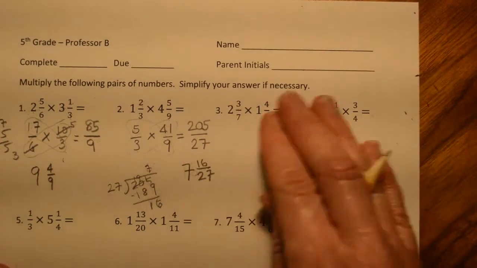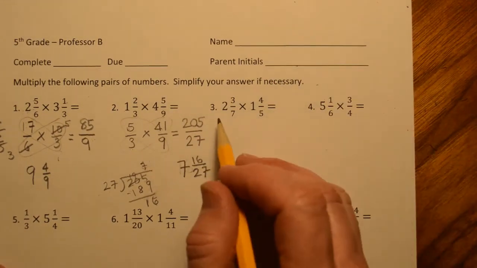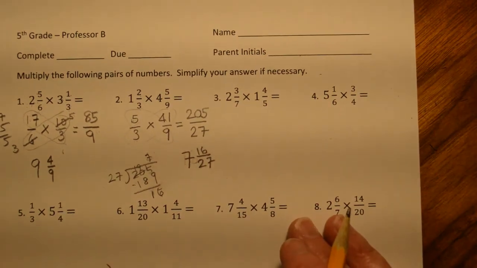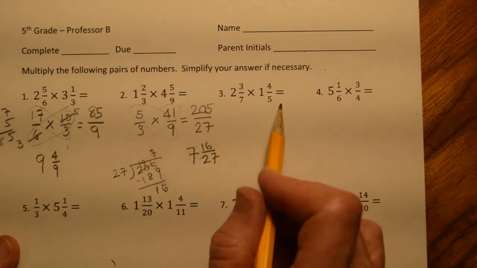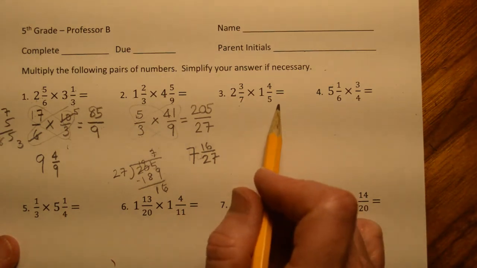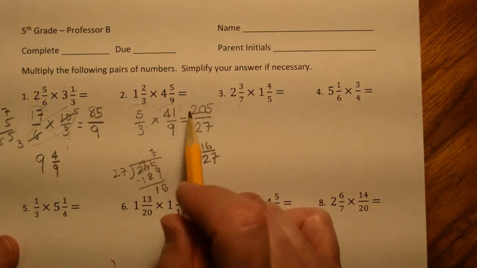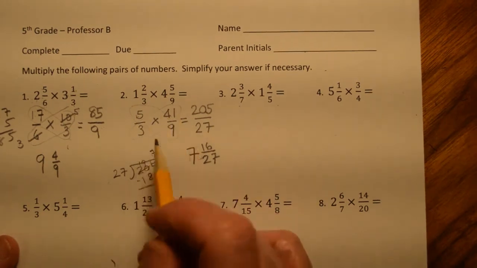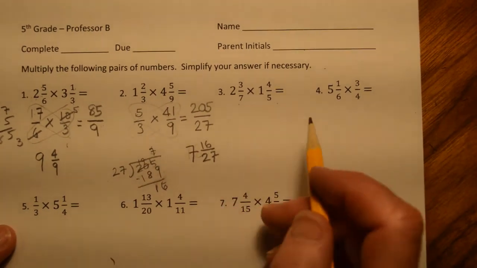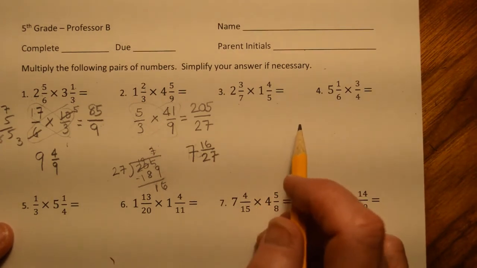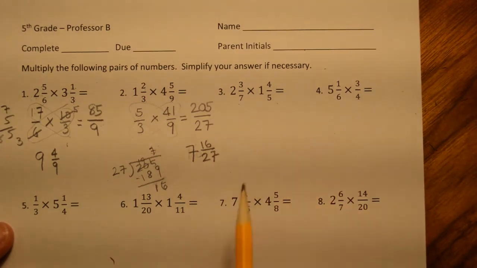Okay, let's try one more, and then I want you to do this one on your own. So pause the video and I want you to try this. So again, you're going to convert the mixed numbers into improper fractions. See if you can cancel along the diagonal or up and down. And then once you finish that, multiply across and then turn your improper fraction answer into a mixed number. And then come back when you're done.